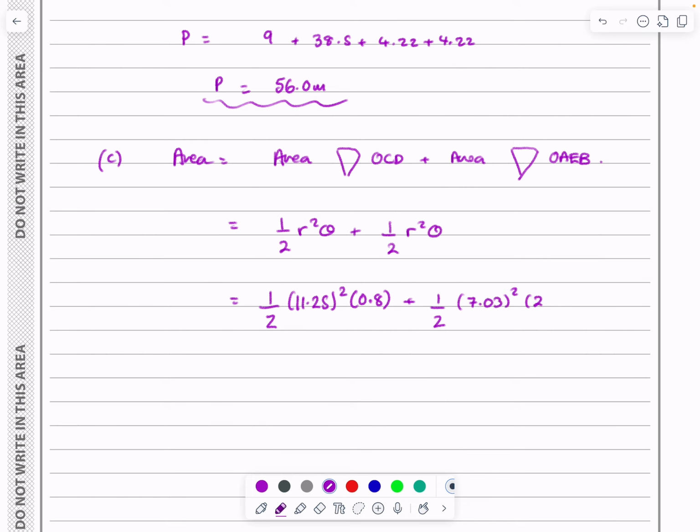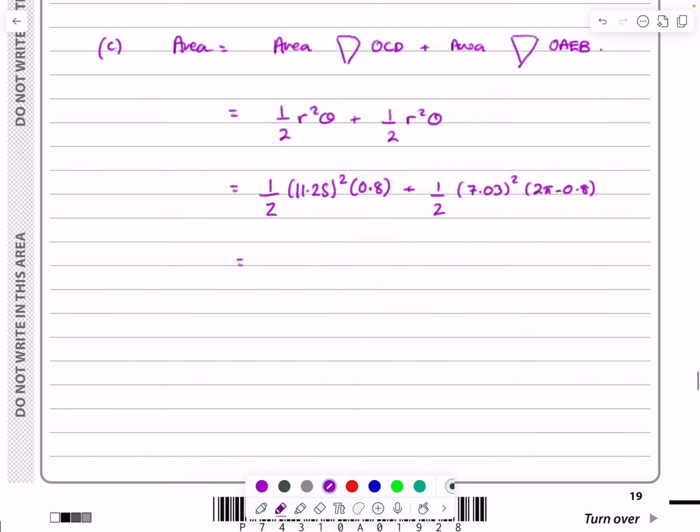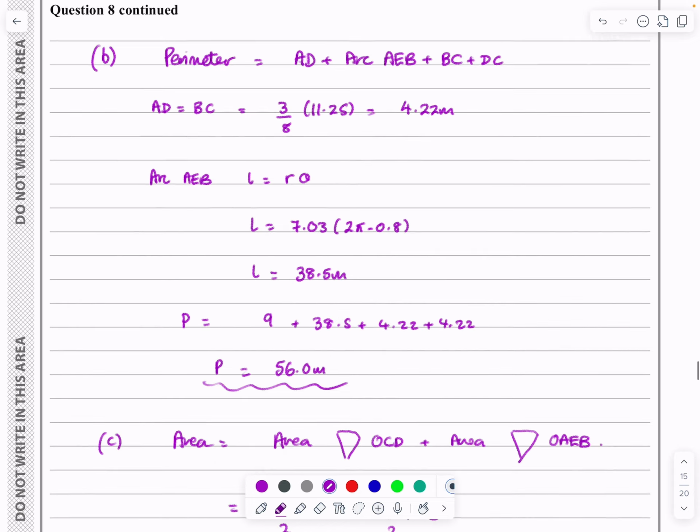And again, I'm going to leave this as 2 pi minus 0.8. You could put the value in if you wanted, perhaps being overly fussy there. And then just jump straight to the answer now. Work all that out, see what it works out to be. Apparently, it works out to be 186 square meters.